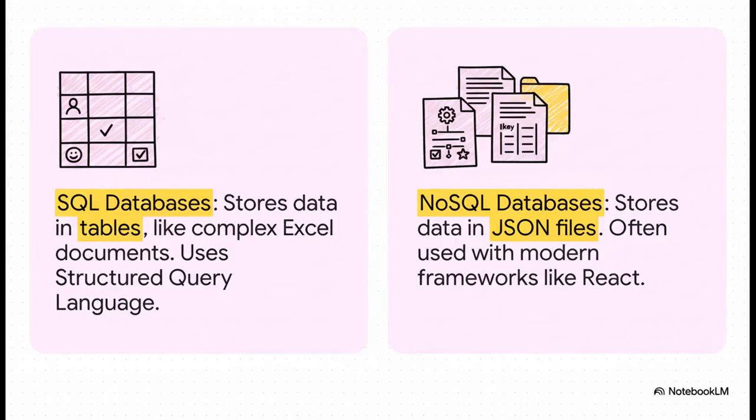Speaking of databases, you'll generally hear about two main types. SQL databases are super structured. They organize data into tables with rows and columns, just like a big Excel spreadsheet. NoSQL databases are a lot more flexible, storing data in a way that looks a lot like JavaScript objects. They've become really popular for modern web apps.